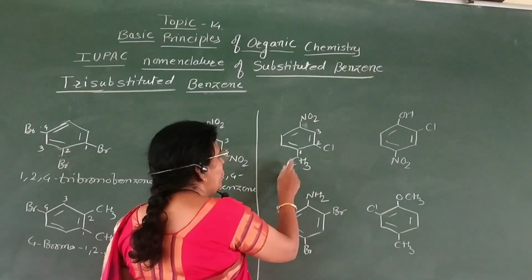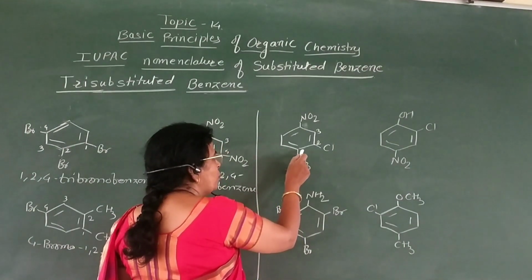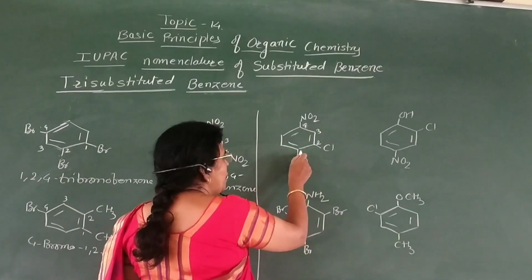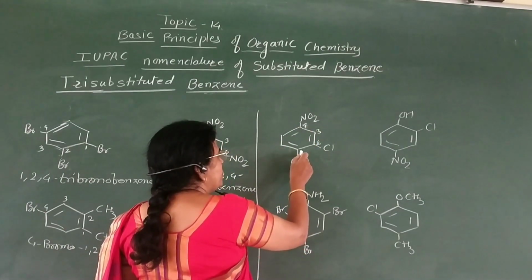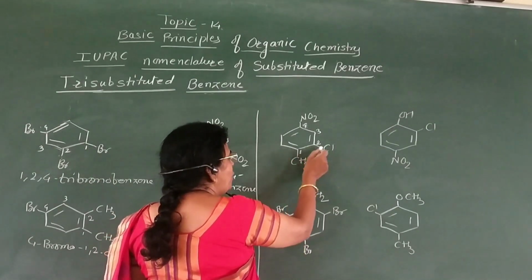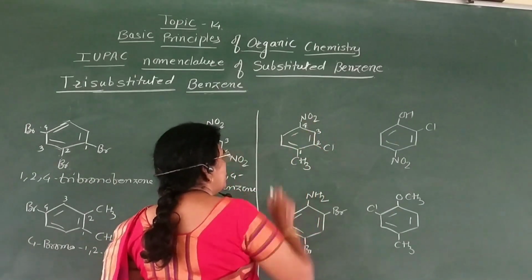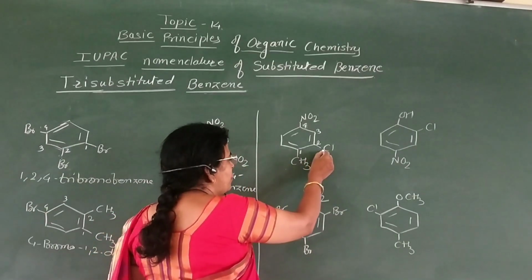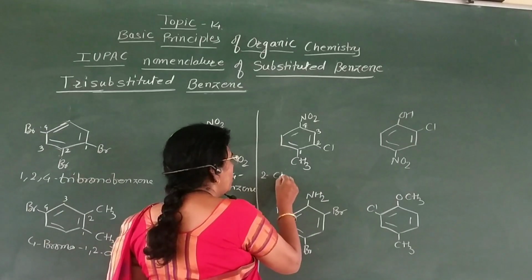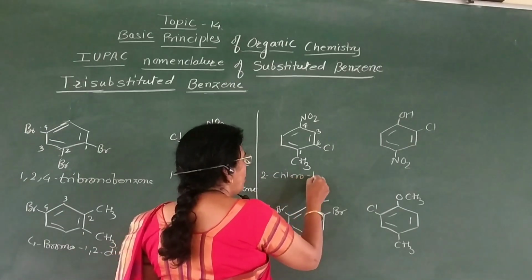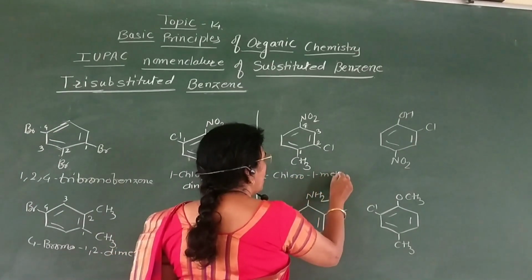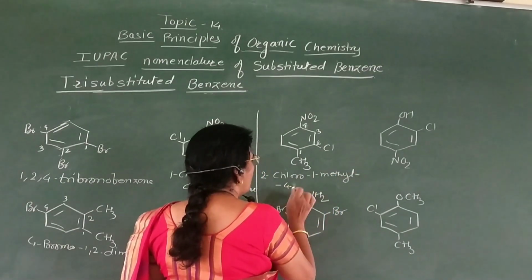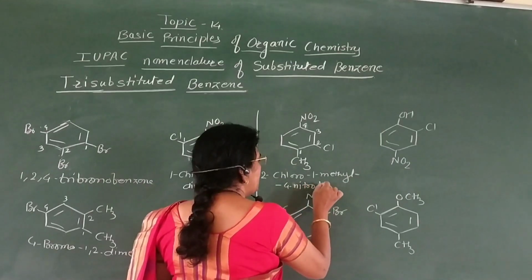Now this example. First give numbering from the methyl group 1, 2, 3, 4. At 1 position there is a methyl group, at 2 position there is chlorine and at 4 position there is a nitro group. Therefore we write alphabetically: Cl comes first, so 2-chloro-1-methyl-4-nitrobenzene.